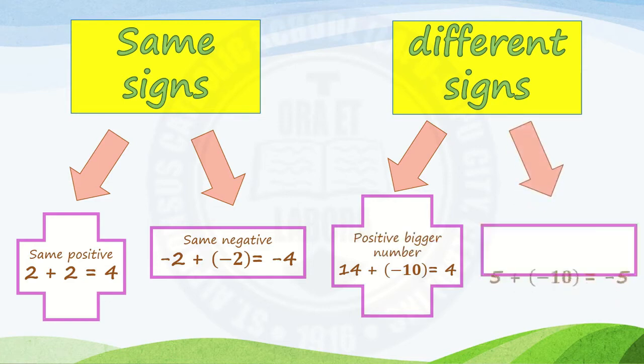Another example, 5 plus negative 10. They have different signs. One is positive and the other is negative. Again, subtract the two integers and copy the sign of the bigger number. 10 minus 5 is 5, and copy the sign of negative 10, which is negative, so the answer will be negative 5. Let's have more examples.